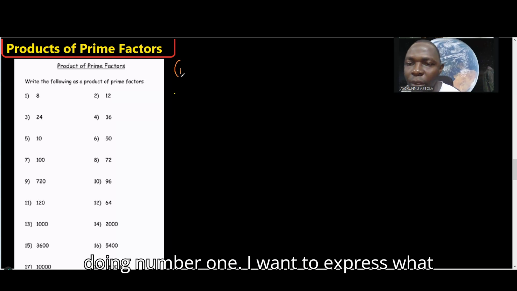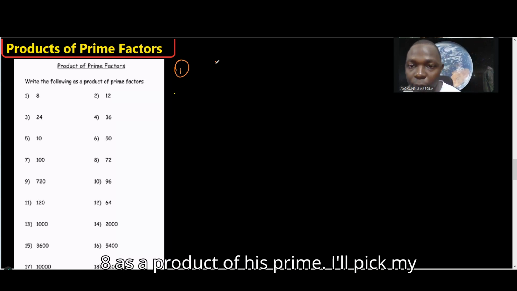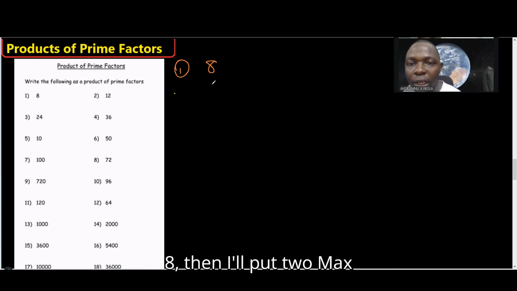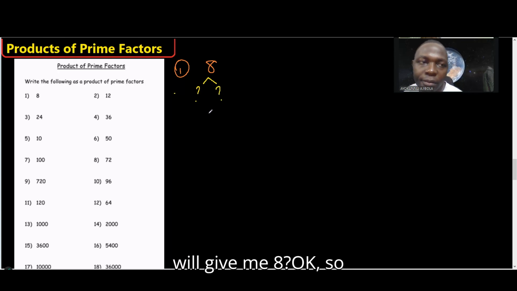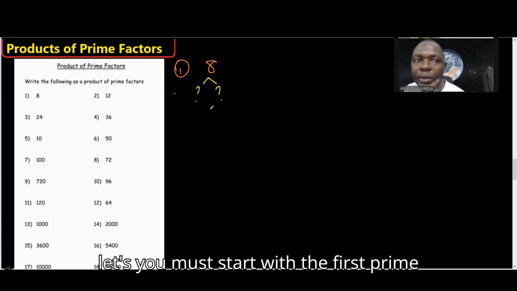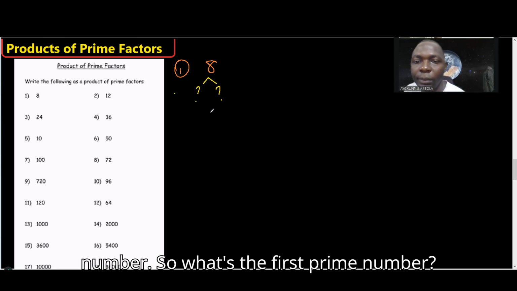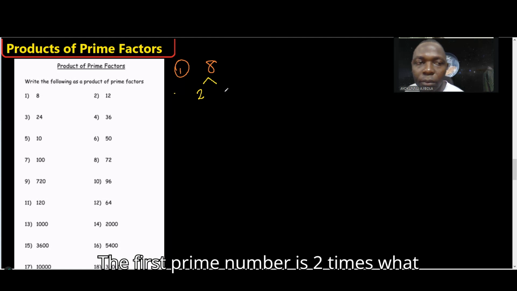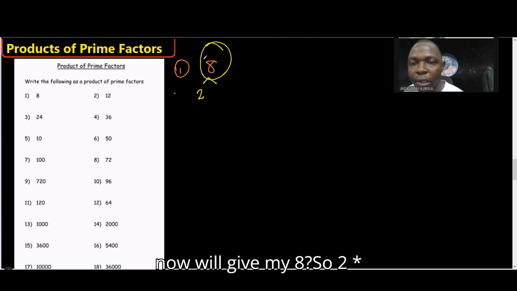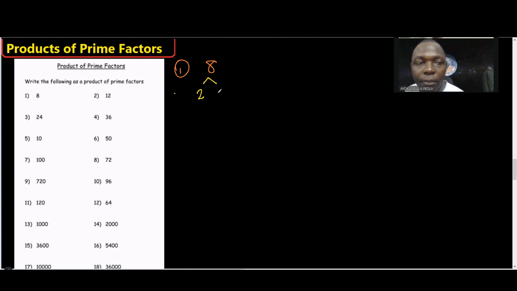If I'm doing number 1, I want to express 8 as a product of its prime. I'll pick my 8. What times what will give me 8? Okay, so you must start with the first prime number. So what's the first prime number? The first prime number is 2. Times what now? I'll give my 8. So 2 times 4 is correct, 8.